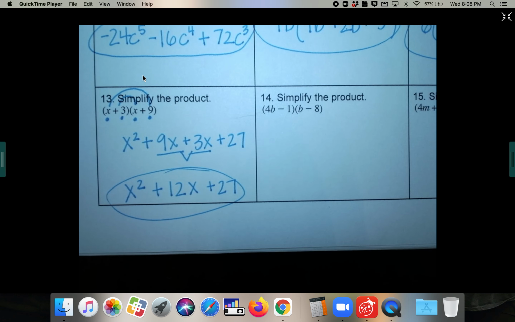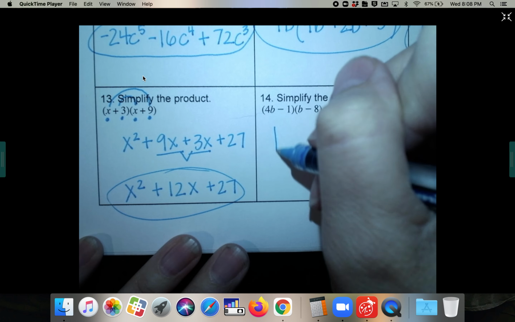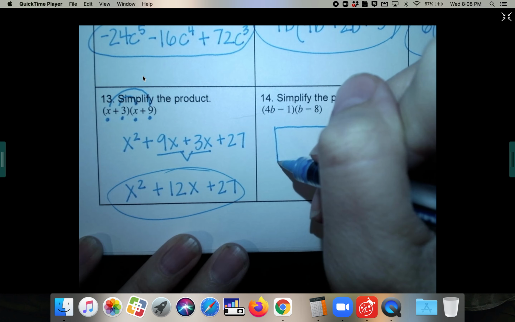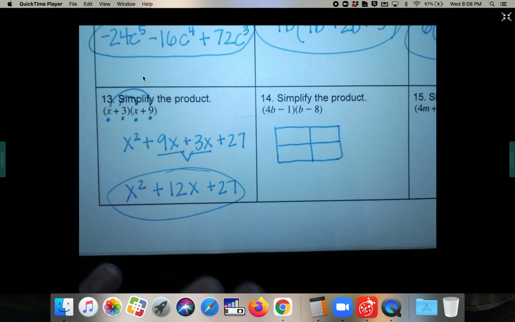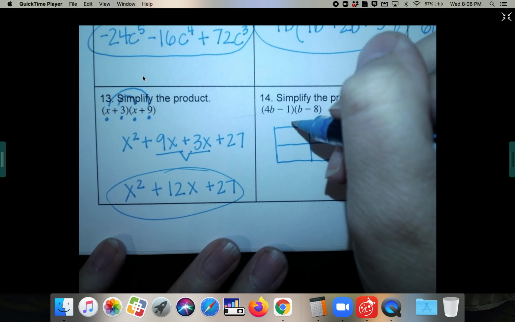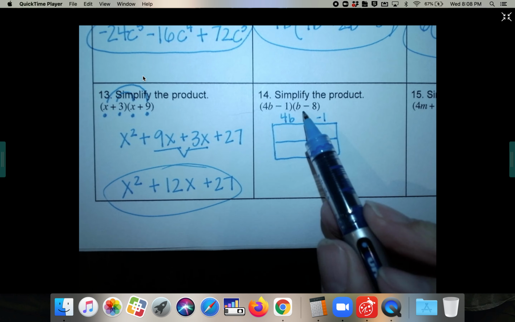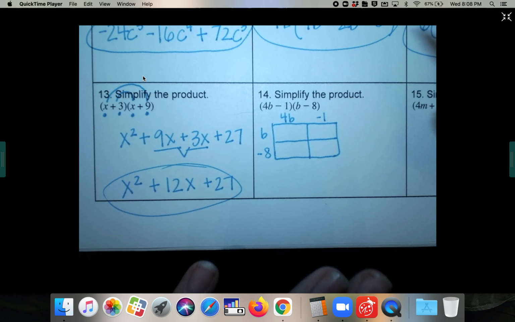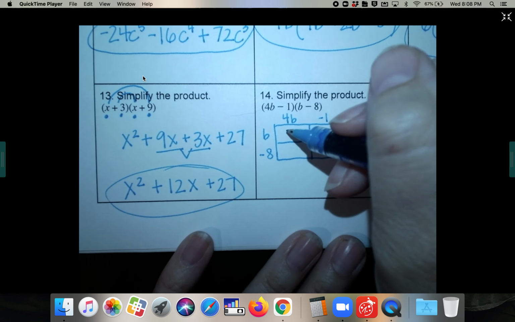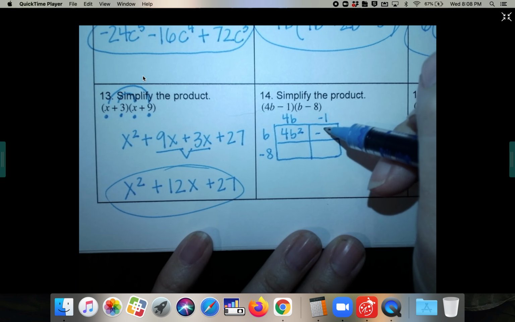All right. I did FOIL here. I'll do box here, just so we can have a good review. So I'll make a little 2x2 box because it's a binomial times a binomial. So I'm going to put the 4b and the negative 1 up here, and the b and the negative 8 down the side. All right, 4b times b is 4b squared. B times negative 1 is negative 1b.